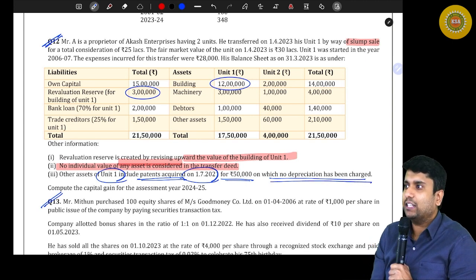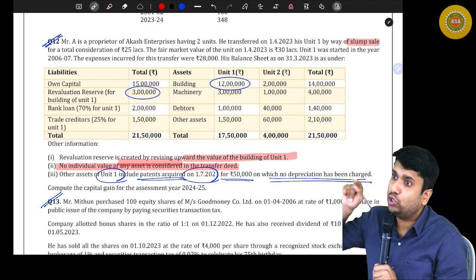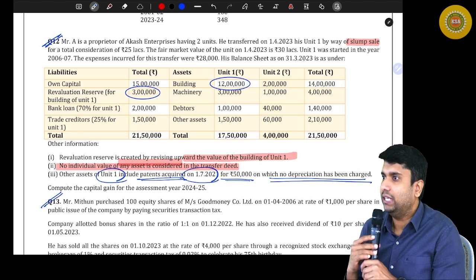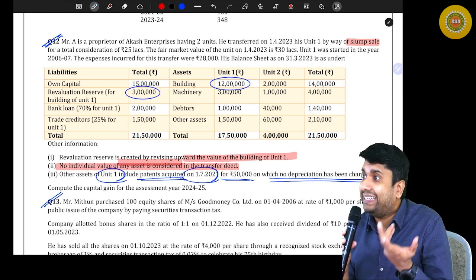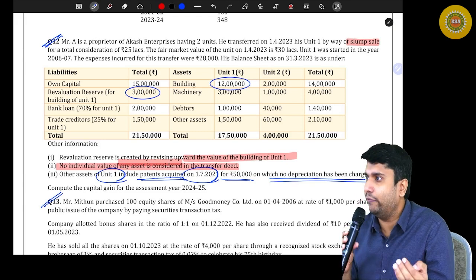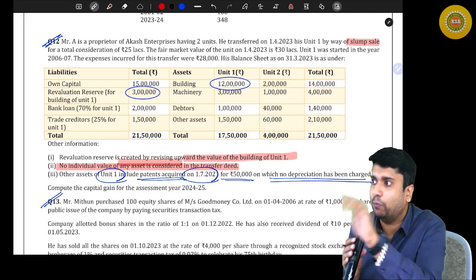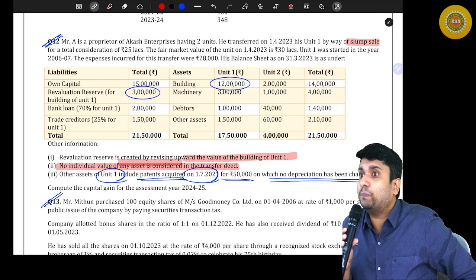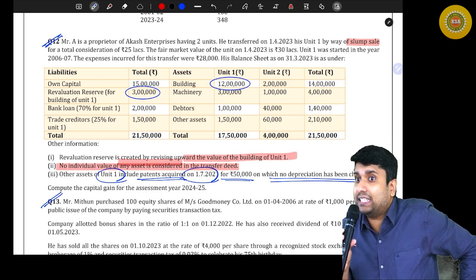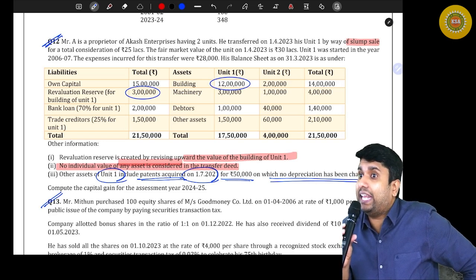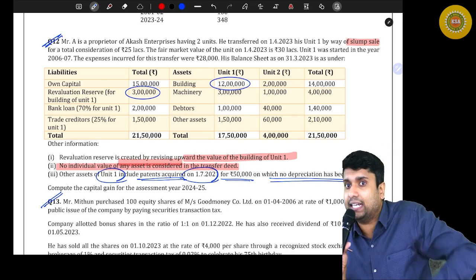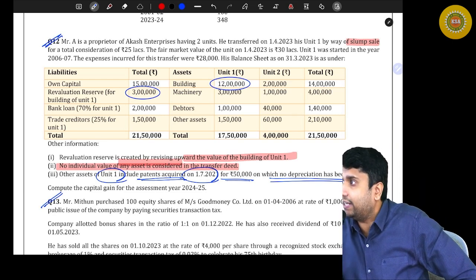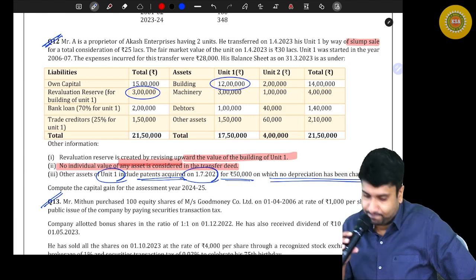So patent is actually a depreciable asset. You should claim depreciation. In this question, they are saying that on patent, depreciation is not yet charged. So it is not the WDV value. So you need to make it WDV value. Are you with me? Because patent is a depreciable asset and the depreciation is at 25% under the intangible asset category. I think yesterday we discussed that. Do you remember?